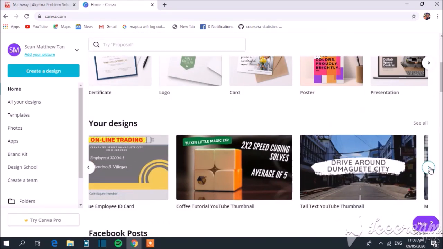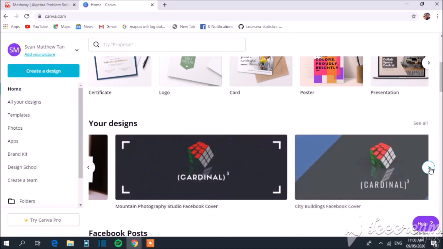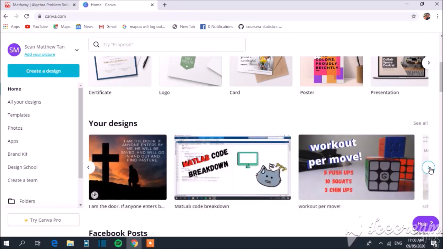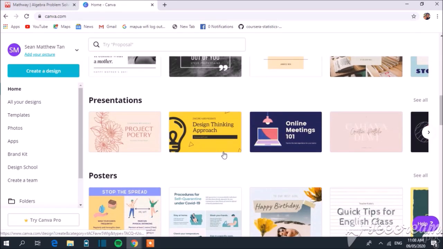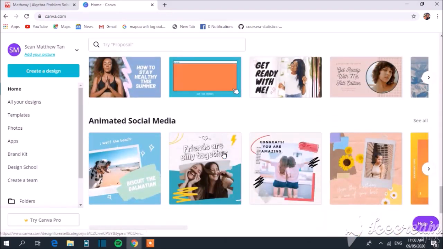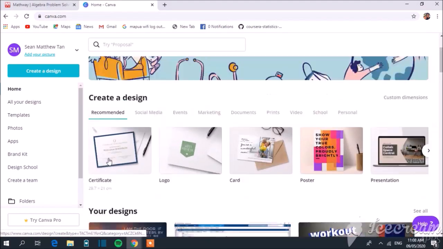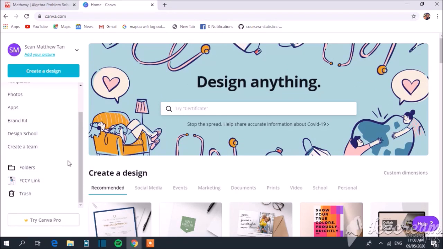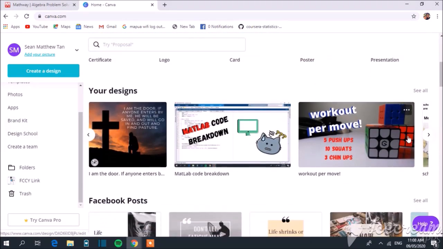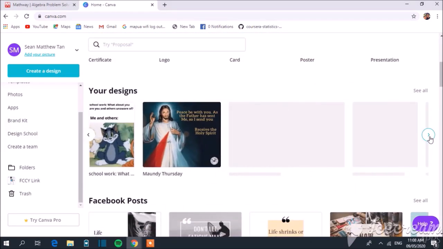You can make IDs for people, maybe for somewhere you're working. You can make logos and so much more, infographics and a lot. So yeah, that's Canva. You can explore. This is a very versatile site with so many samples already which you can work around. Very helpful.